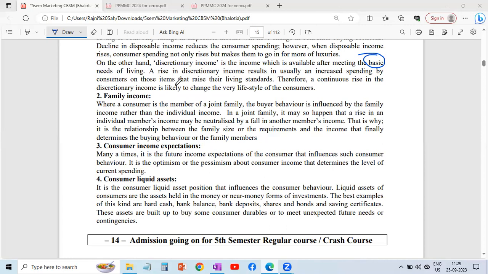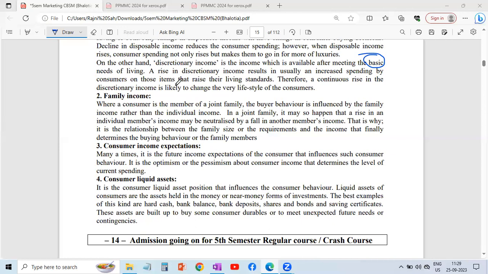They can afford all the luxuries they were able to afford previously. Have I made myself clear when I say this? Yes, ma'am. Okay. The consumer's income expectation. Many times, the future income expectations of the consumer influence such consumer behavior. It is optimism and/or pessimism, maybe a positive approach or a negative approach, about the consumer's income, and it determines the level of current spending.